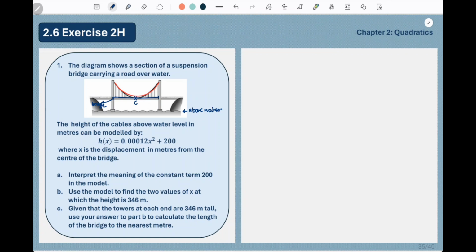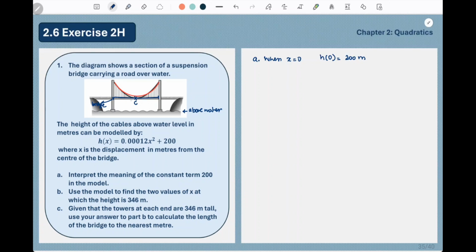So we have to interpret the meaning of the constant term 200 in the model. We can see that this is the constant term, which is the intercept. When does it occur? Normally the intercept occurs when x is equal to 0. So when the displacement from the center of the bridge is 0, we are at this point here, because we didn't move left or right. So h(x), or h(0) more accurately, is going to become 200 meters. So that's when it happens.